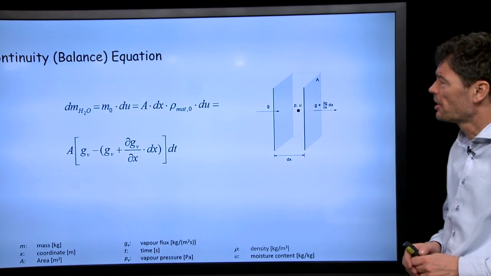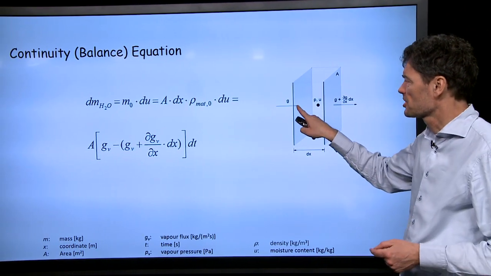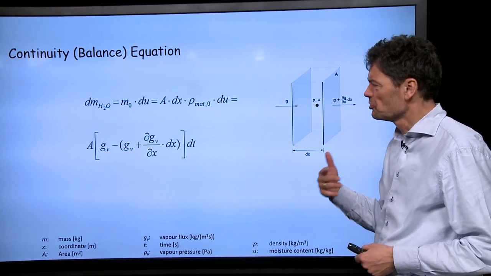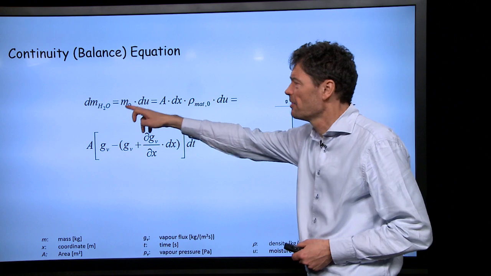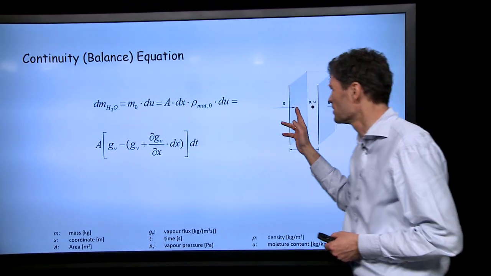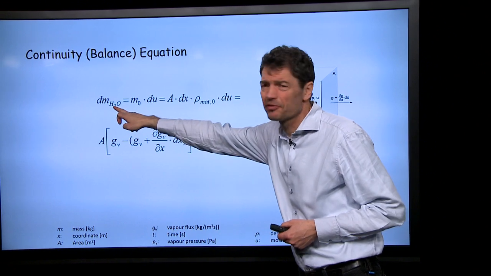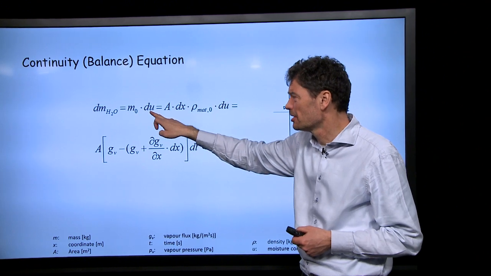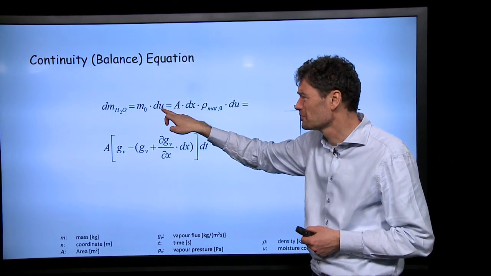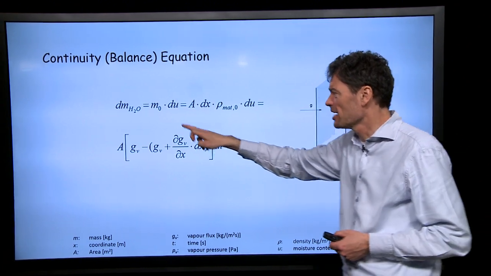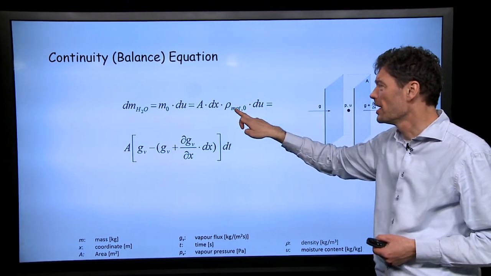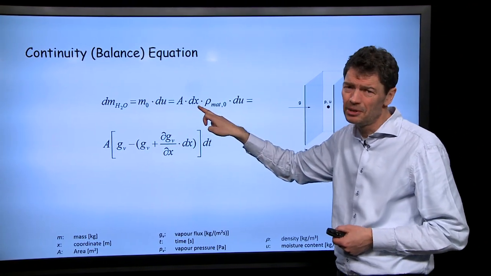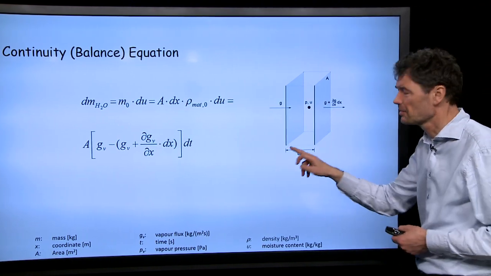So our balance equation says that if we have some flux coming in and another flux coming out, then per unit of time, dt, we'll have an increment in the amount of moisture in that material. And the amount of moisture, the mass of water, is the mass of the dry material times that moisture content, or an increment in moisture content, those kilograms per kilo we introduced before. And the dry mass of the material is the dry density of the material times the volume of the material. And the volume of the material is the surface area times that thickness dx.